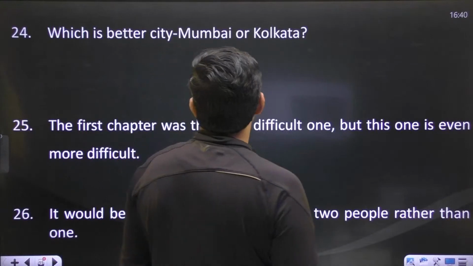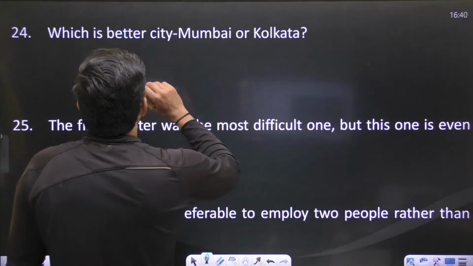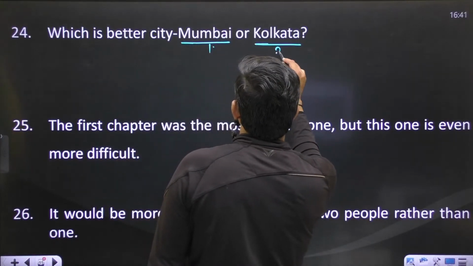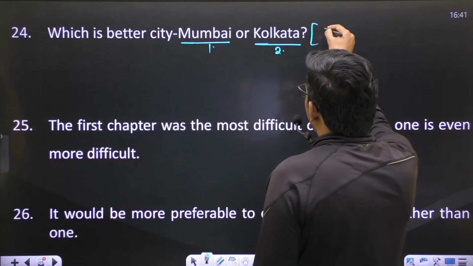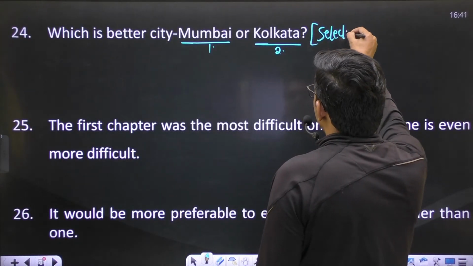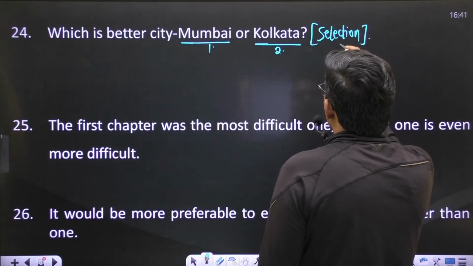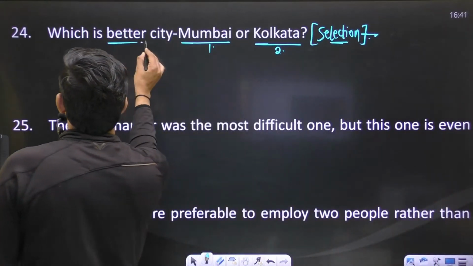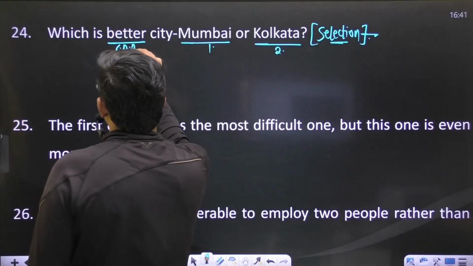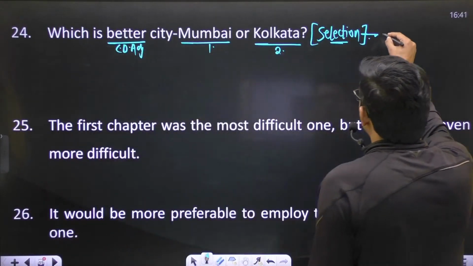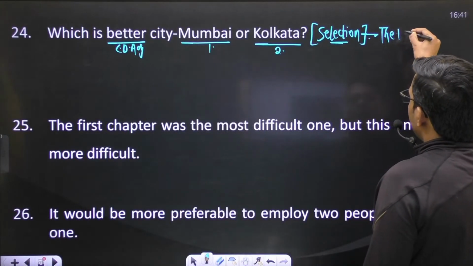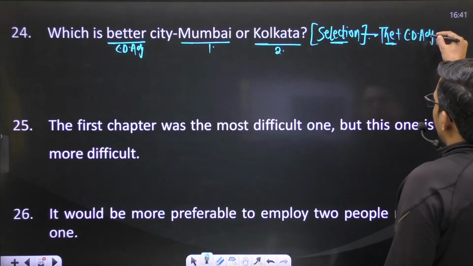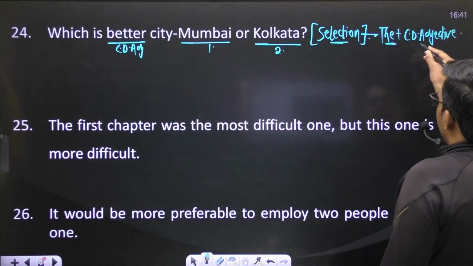Okay, which is better city, Mumbai or Kolkata? Here we are talking about two cities, one is Mumbai, this is Kolkata. Okay, and we are showing selection. We are talking about selection between both the cities, right? And make it sure in case of selection, we use an adjective of comparative degree, but in this situation we use article the before adjective of comparative degree.